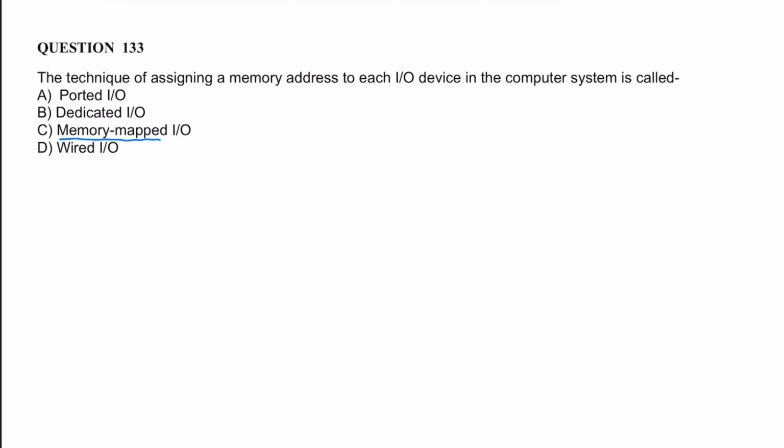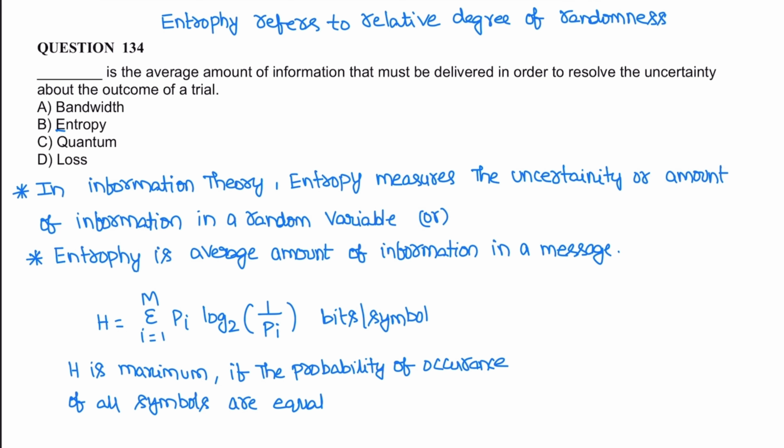Next question. Dash is the average amount of information that must be delivered in order to resolve the uncertainty about the outcome of a trial. In information theory, entropy refers to the uncertainty or amount of information in a random variable. Entropy is average amount of information in a message. Or one more definition, entropy refers to relative degree of randomness. And the formula for entropy is H equals sigma i equals 1 to m, pi log2 (1/pi).